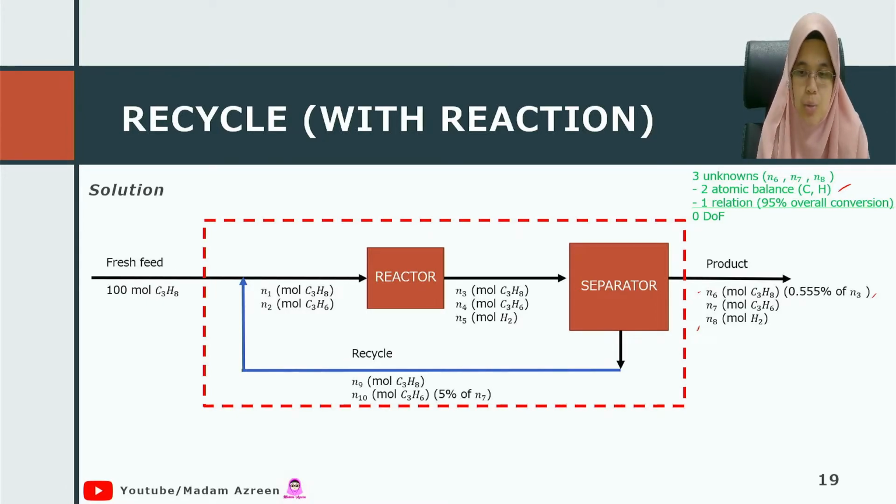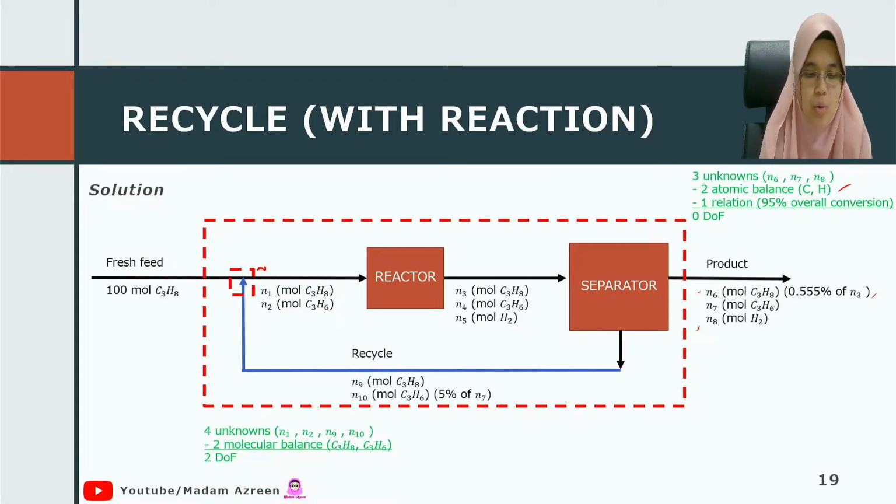How about when you have a boundary at the mixing point? Here at the mixing point, same, you have to do a degree of freedom analysis. You have 4 unknowns, which are N1 and N2, together with N9 and N10. But you can only do 2 molecular balances, for propane and propylene, and you will have another 2 degrees of freedom.